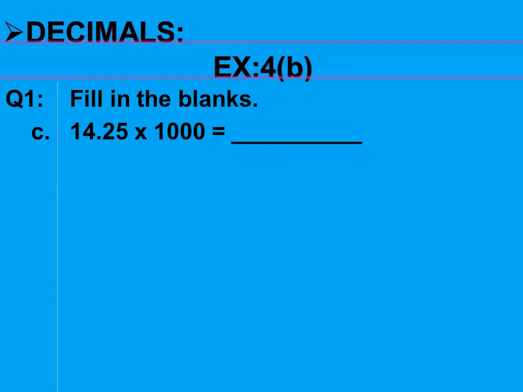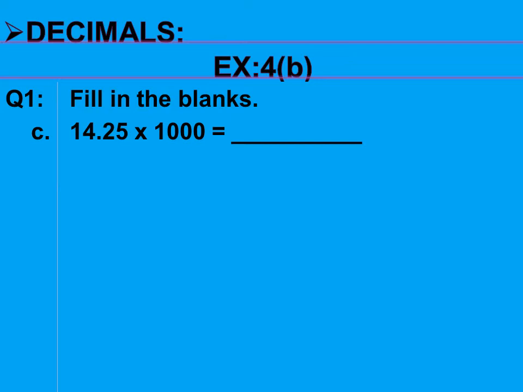Now dear students, part C of question number 1. 14.25 multiplied by 1000. Dear students, whenever we multiply a decimal number with 10 or a multiple of 10, we will simply move the decimal point. For multiplication, we will move the decimal point to the right side. Here you can see that we have 3 zeros in 1000. This means that we have to move the decimal point 3 digits to the right.